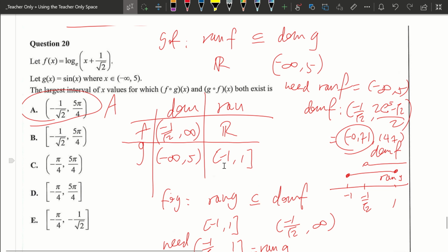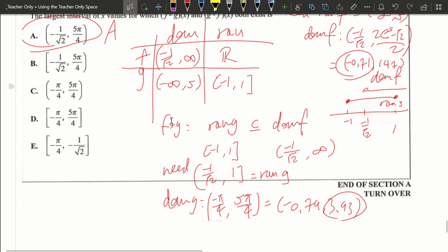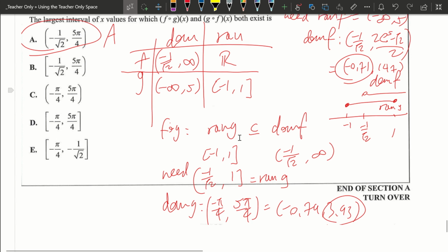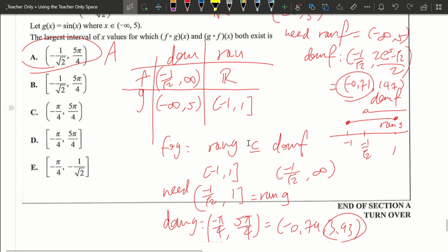And then it's a bit messy, my rough working out. But I did this first, FOG. So for FOG to exist, I need this. FOG means substituting G into F. So if I want to substitute G into F, I need the range of G to be a subset of the domain of F. Range of G needs to be a subset of domain of F. So I'm just going to copy that.